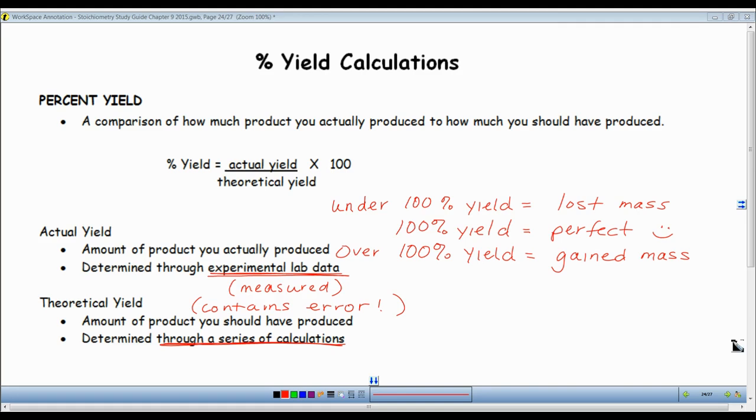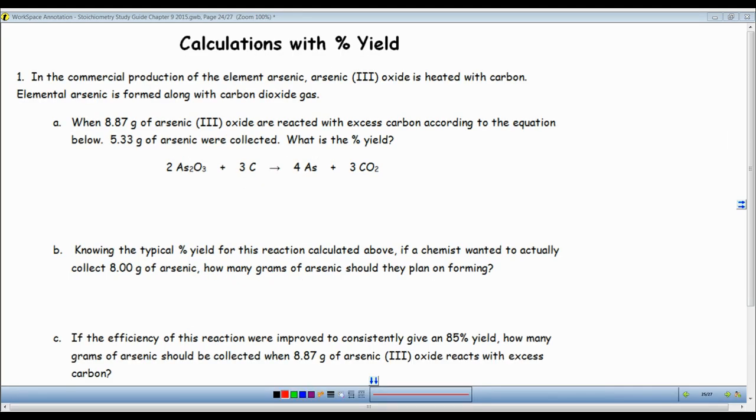If we want to do a calculation, it might look something like this. In the commercial production of the element arsenic, arsenic 3 oxide is heated with carbon. Elemental arsenic is formed along with carbon dioxide gas. Fabulous. Okay, so they actually give me the balanced equation. That's nice. When 8.87 grams of arsenic 3 oxide are reacted with excess carbon, according to the equation below, 5.33 grams of arsenic were collected. What is the percent yield?